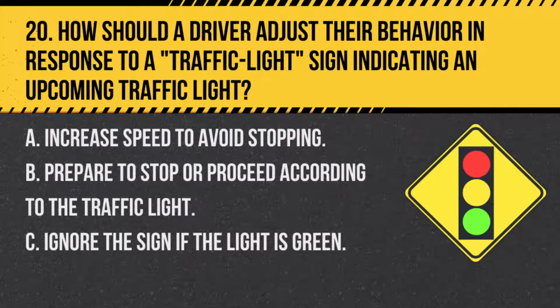Question 20. How should a driver adjust their behavior in response to a traffic light sign indicating an upcoming traffic light? A. Increase speed to avoid stopping. B. Prepare to stop or proceed according to the traffic light. C. Ignore the sign if the light is green. Answer: B. Prepare to stop or proceed according to the traffic light. This sign warns you of the need to respond to the traffic light ahead.